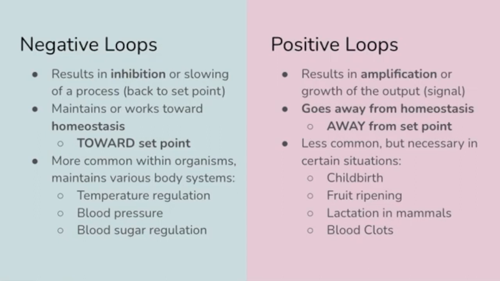Positive feedback loops, though less common, are still necessary in certain situations. Childbirth and having the contractions of the uterus in order to deliver a child is obviously really important for mammals. Fruit ripening, producing ethylene, for example, is another positive feedback loop that's necessary for the ripening of apples on a tree. Lactation in mammals also is helped by positive feedback loops and the release of oxytocin, and blood clotting as well, which we'll go over as an example in this video.